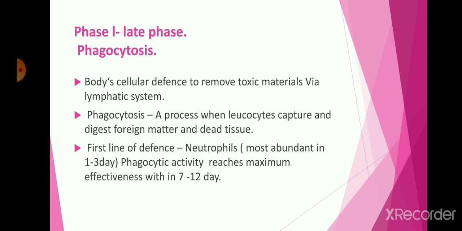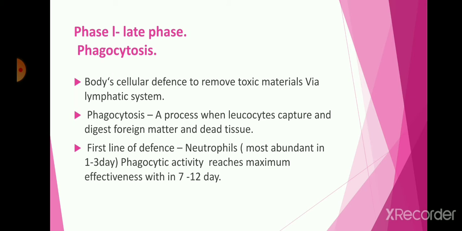So phagocytosis is a process when the leukocytes capture and digest the foreign matter and dead tissue. They may be neutrophils, mast cells, dendritic cells, macrophages. These are the phagocytic cells which engulf the foreign material and destroy them. This is the first line of defense in the innate immune system.